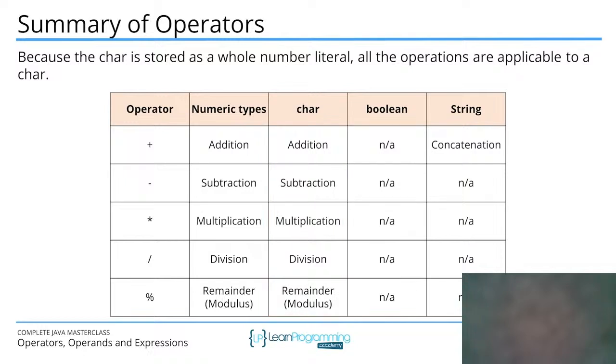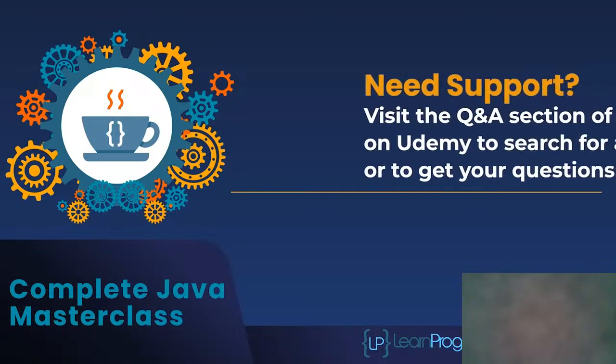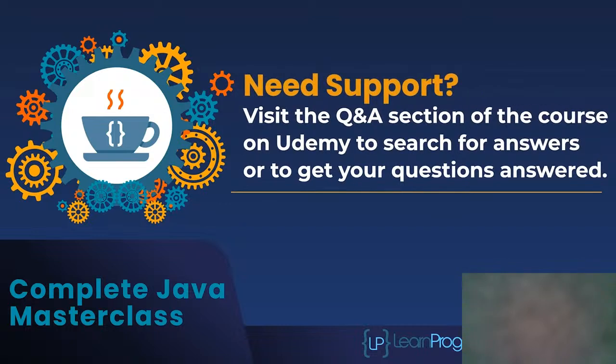Alright, so that covers the most common operators, all of which have 2 operands. In the next video, we'll continue with operators, but we'll start looking at some shortcuts you can use when using operators. See you in the next video.